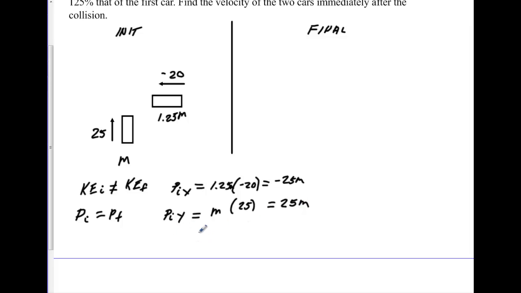Okay, we do know that the momentum final in the x direction must equal the momentum initial in the x direction. So we know it must equal negative 25m. And the same thing we know with the y, that P y final must also be equal to 25m. That must be conserved. Alright, so let's draw a picture of what's taking place up here.